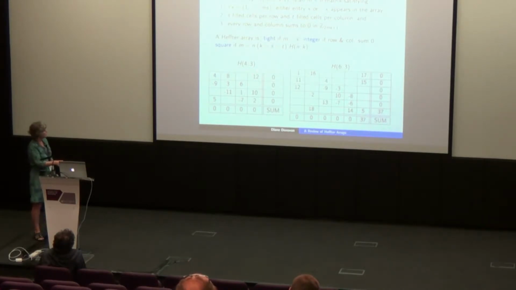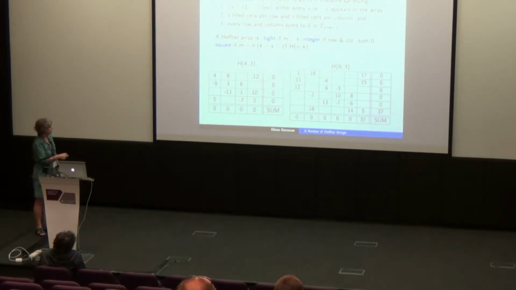Okay, so these are examples down here of Heffter arrays. These are called square Heffter arrays because we've got the same number of rows as columns. And the other distinction is that if we have every cell filled, then we call our Heffter array tight. And if the sum of our rows and columns is exactly equal to 0, not 0 modulo 2m times s plus 1, then we call it an integer Heffter array.